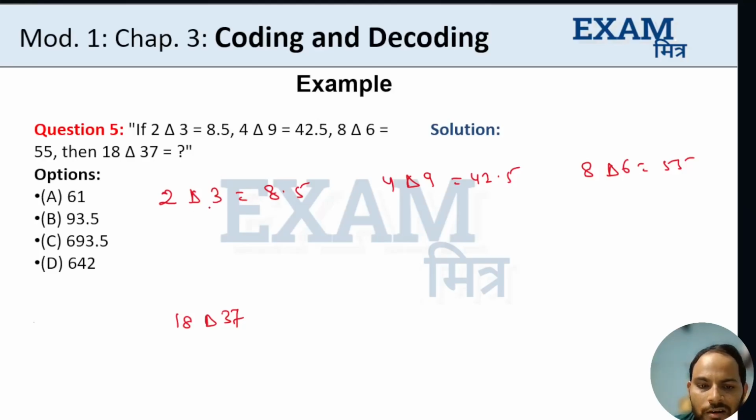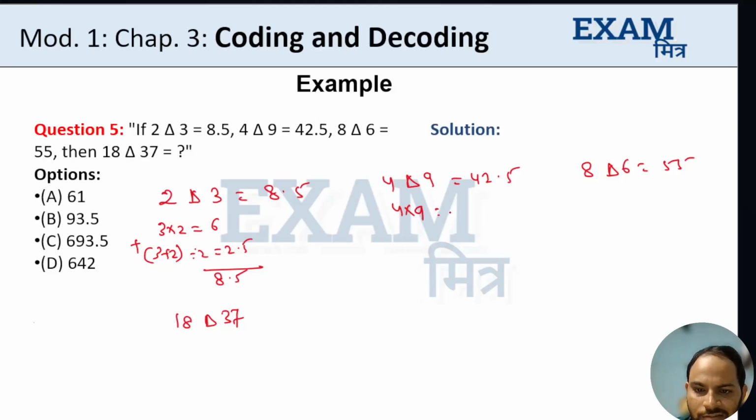Now see, let's multiply these, because 8.5 is very close to the product of these two. So let's multiply: 2 times 3 is 6, and we are short of 2.5. That means if I add these two and then divide by 2, I am getting 2.5, and then if I add those two, I am getting 8.5. Let's see whether this code works for this as well or not.